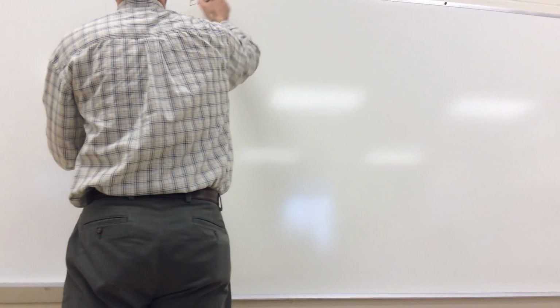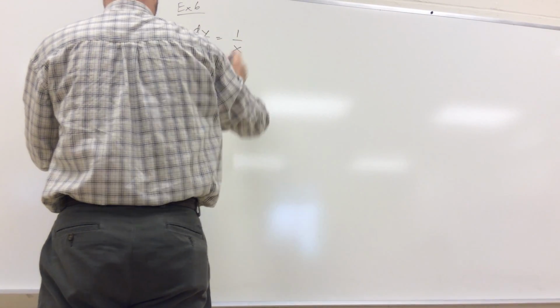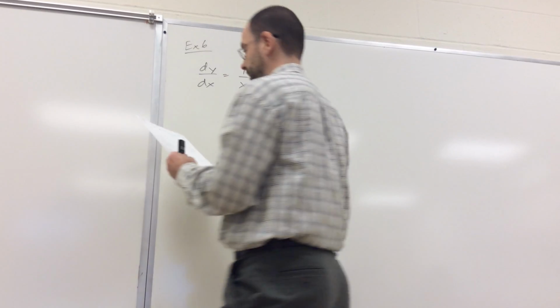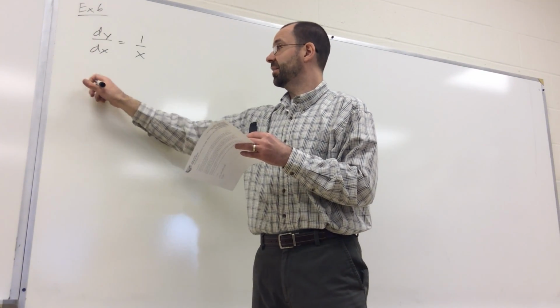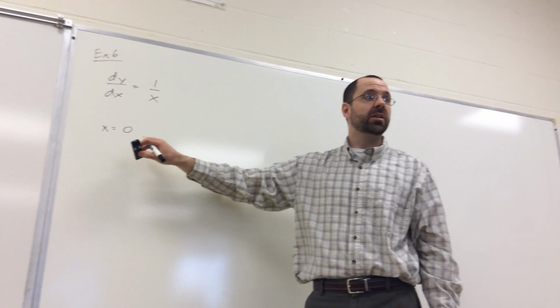So we're up to example 6. And for example 6, we're going to have a differential equation dy dx equals 1 over x. And first thing I want to comment about is there's a problem when x equals 0, right? Because you can't divide by 0.